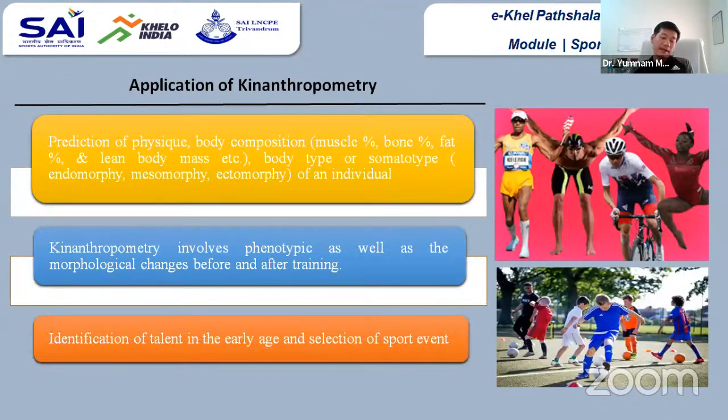So lastly, identification of talent in the early age and selection of sports event. This is one of the important things which kinanthropometry is doing. That is talent identification in the early age and selection of sports event.